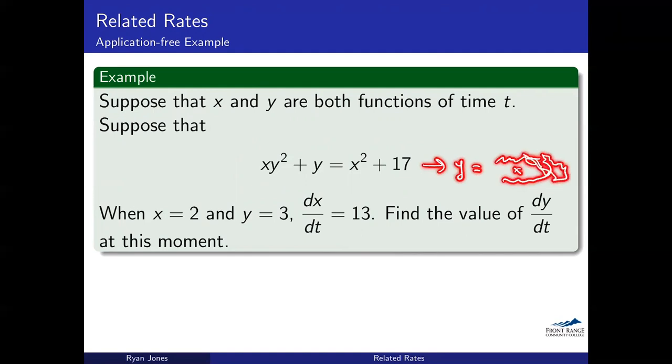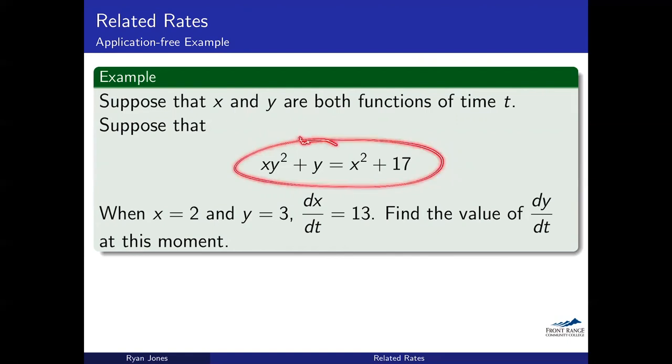that really doesn't help us that much, because remember, y is not a function of x. y is a function of time, as is x. And so this equation here relates these variables x and y together, but x and y themselves are not functions. You know, y is not necessarily a function of x, it's a function of time. And so solving for y here doesn't really even help us at all, nor do we really want to, because it'll be tough.